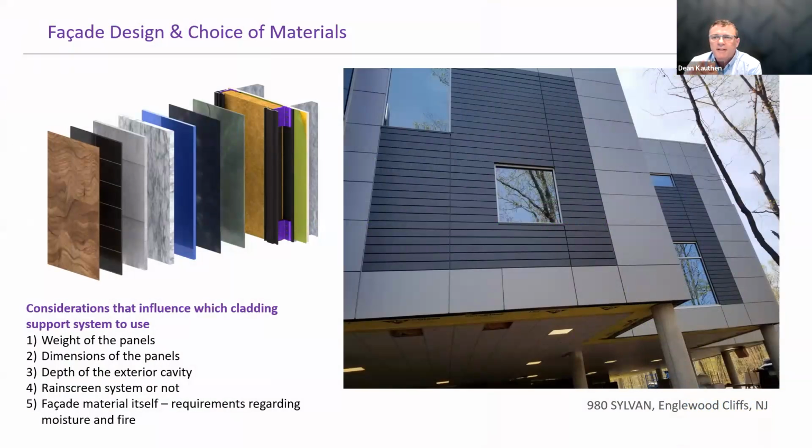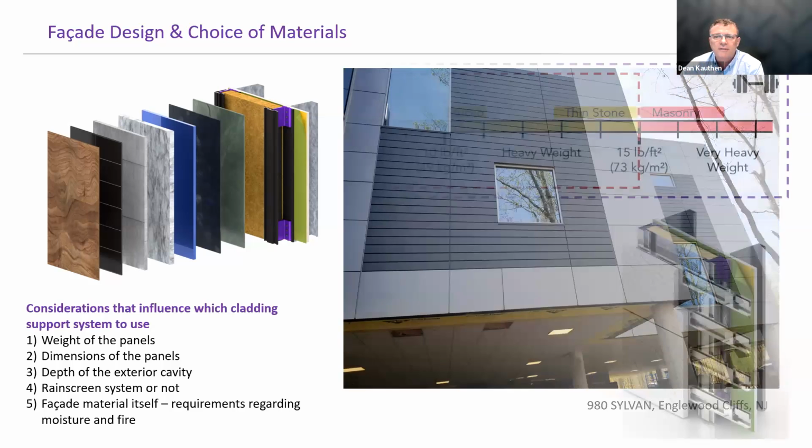There are a number of considerations that influence what type of cladding support system you're going to use. One of those is the weight of the panel, the dimension of the panels, the depth of your exterior cavity, and whether it's a rain screen or not. And then the facade materials themselves have requirements as to moving moisture and addressing fire concerns.